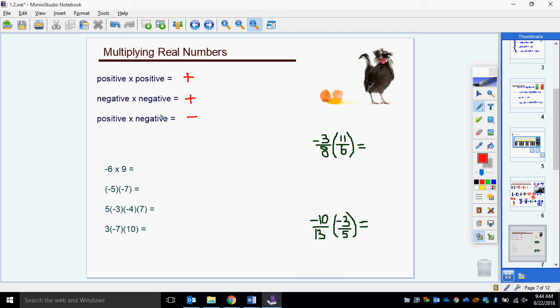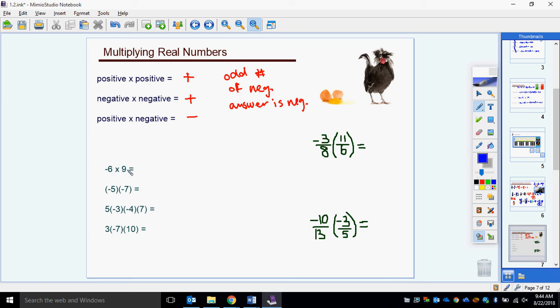Okay, so basically if you have an odd number of negatives, then the answer will be negative. That'll come in handy when we're multiplying more than just 2 numbers. So let's jump down here to examples.